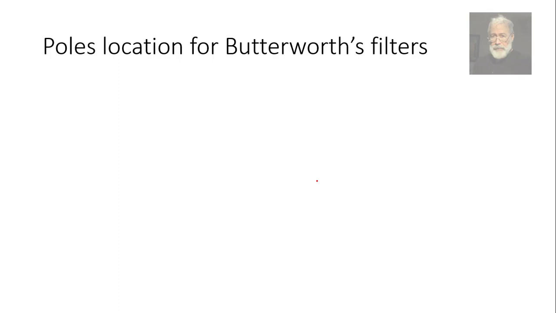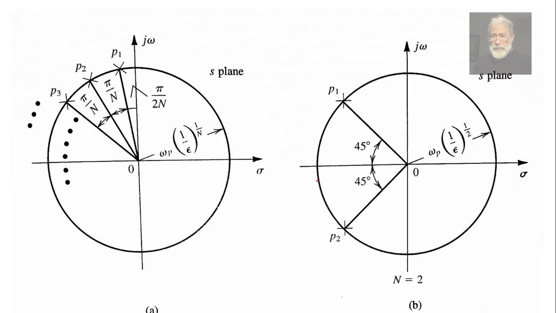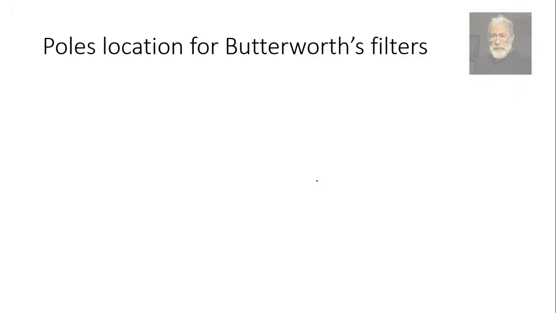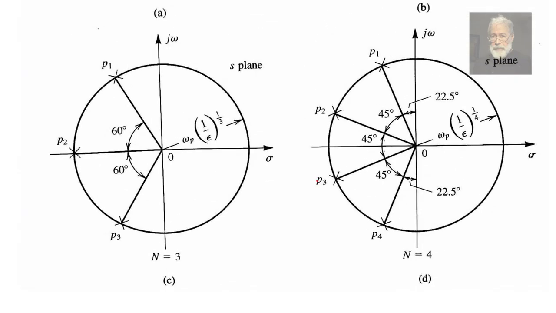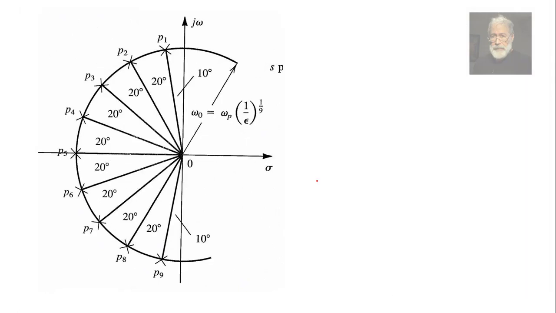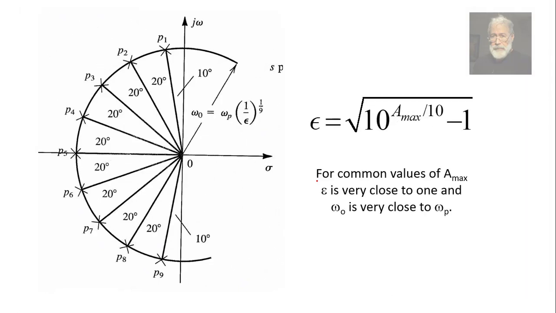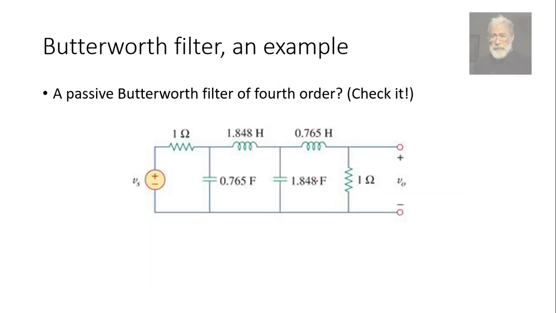Here are a few maps of poles for Butterworth filters to get familiar with them. For n poles, they are separated by pi over n, and for 2 poles, they are separated by pi over 2, that is 90 degrees. For 3 poles, pi over 3, that is 60 degrees. And pi over 4, 45. We've seen that already. Pi over 9. And the formulas that I mentioned before.